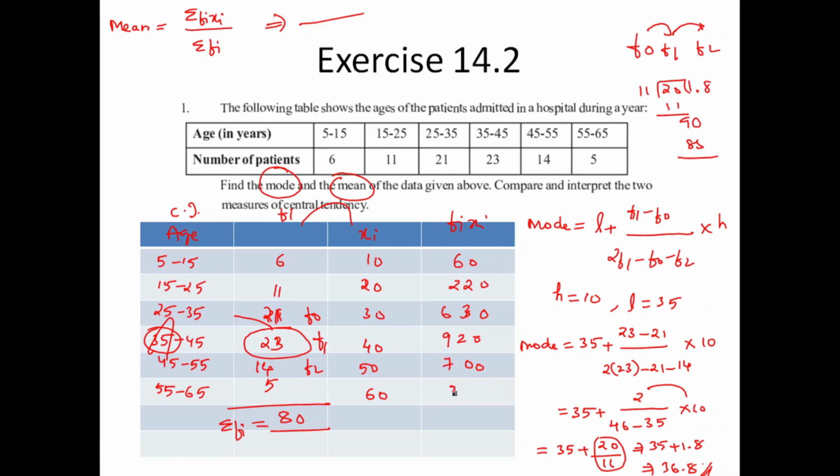I hope I'm not wrong anywhere. So this is 300. Now this is f of i into x of i. When I'm doing this sum, the total becomes overall 28.